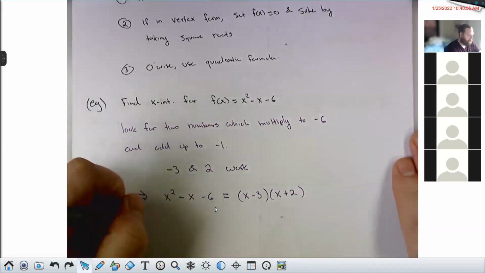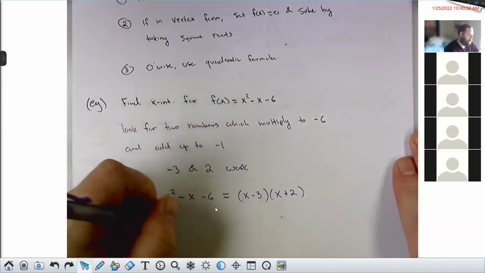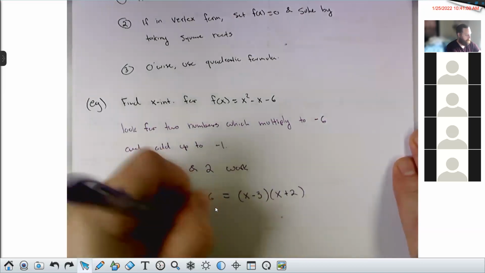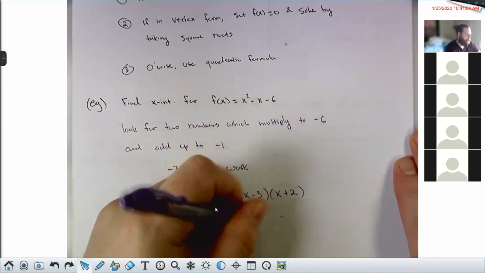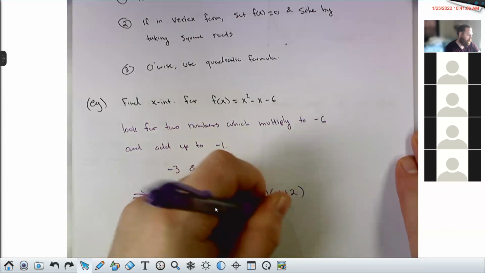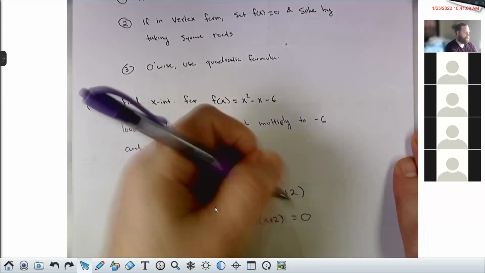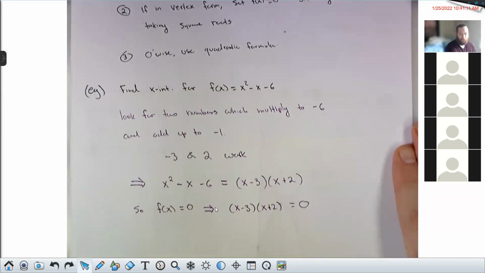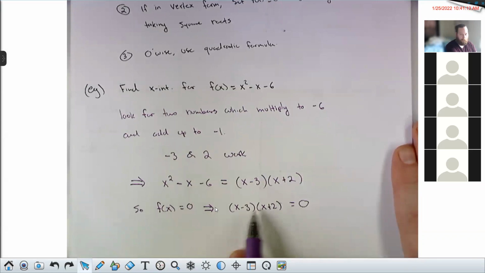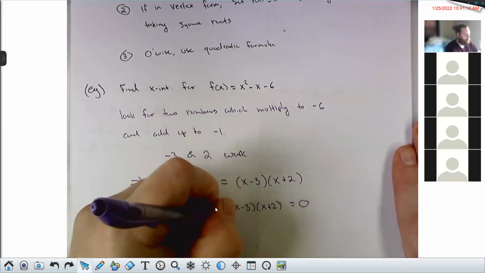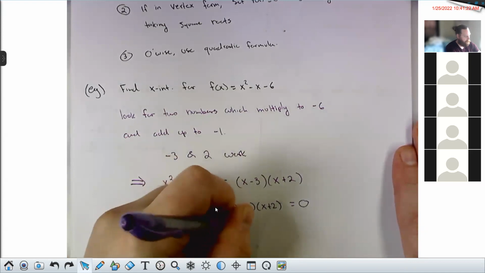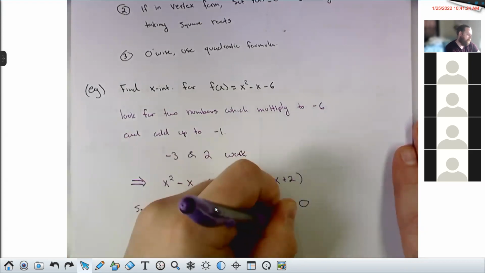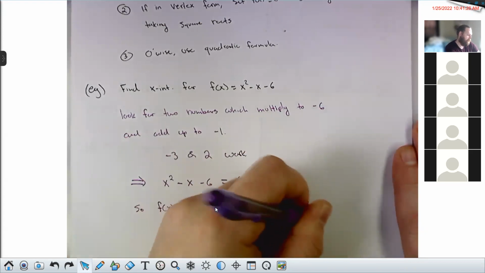So f of x is equal to 0 means x minus 3 times x plus 2 is equal to 0. And there's a rule that says if you have two things multiplied equaling 0, then one of them must be 0. So the only way for this to happen is if x minus 3 equals 0 or x plus 2 equals 0.